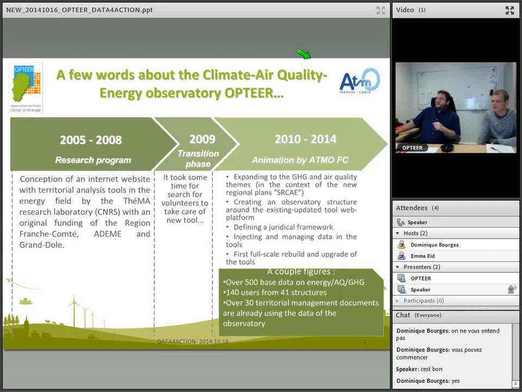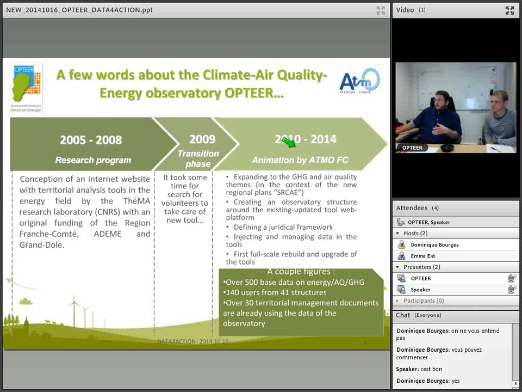The DATA observatory is a multi-thematic observatory that deals with climate, air quality, and energy. It started from a research program in 2005 by the Thema Laboratory of the CNRS. And then in 2009, 2010, we were asked to take over the animation of the observatory. And at that time, the context in France was evolving.